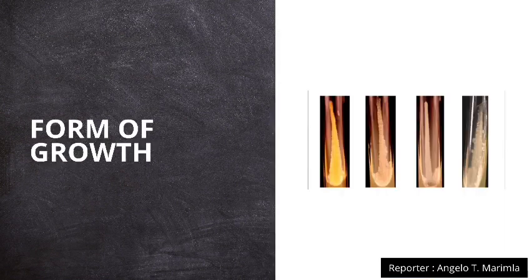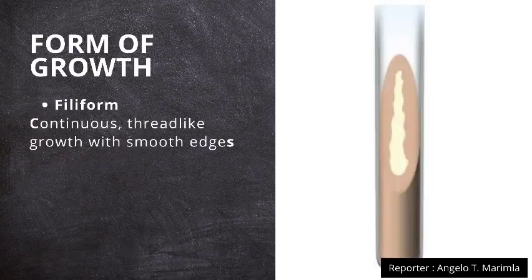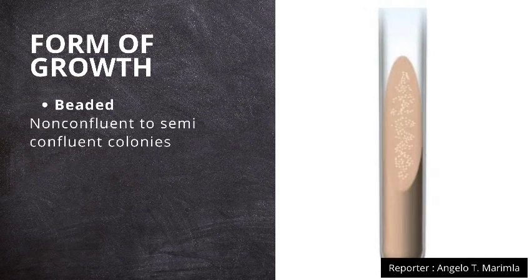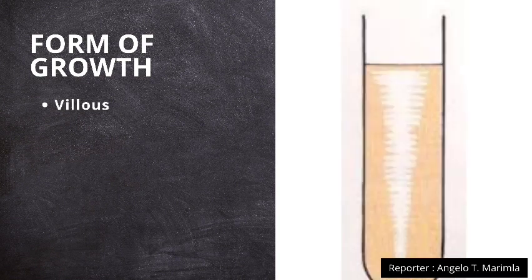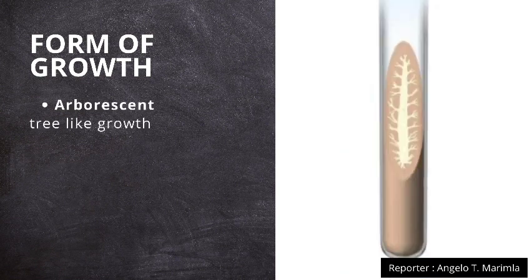And the second one is the form of growth. Under the form of growth, we have filiform. Filiform is a continuous thread-like growth with smooth edges. The next one is the beaded. Beaded is a non-confluent to semi-confluent colonies. The next one is the papillate. We also have villous. And the last one for form of growth is arborescent. As you can see on the image, arborescent is a tree-like growth.